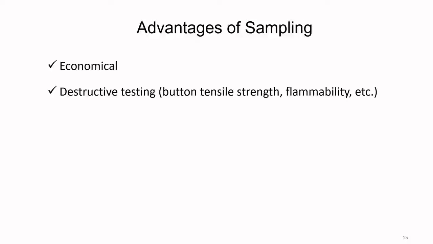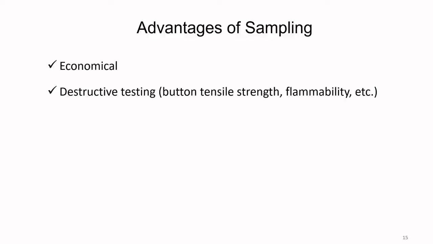Second is destructive testing. Now imagine button tensile strength. There's a men's shirt, and a men's shirt has buttons. When we are testing the button tensile strength, the button has been attached to the shirt. With the help of a machine, we pull the button. It's called the button pull test. We pull the button and we break it. So when we break it, we actually destroy the entire shirt. When you tear it, the shirt is of no use.